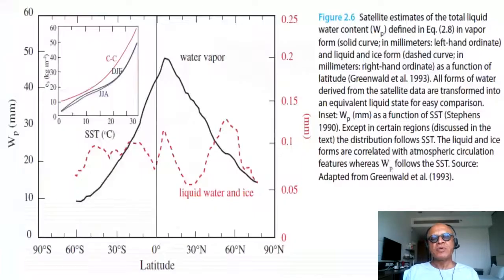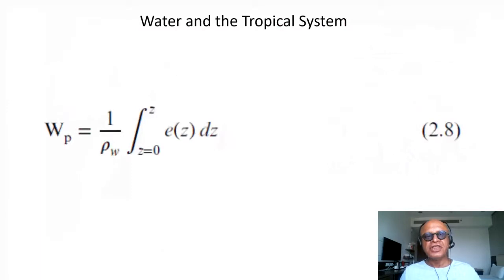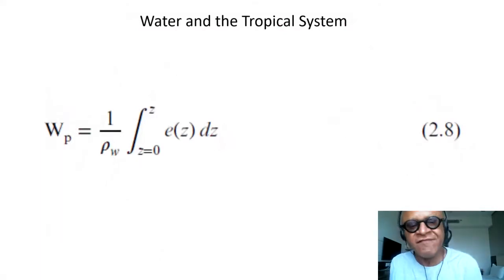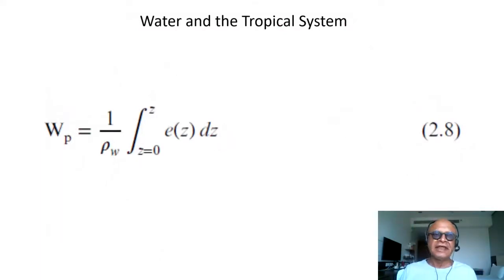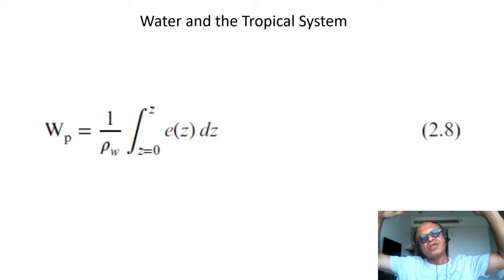Let's get a little deeper into the water in the atmosphere itself. Obviously, we can define an integrated water in the atmospheric column, which depends on integrating the water vapor from the surface to the upper atmosphere. Z is some height.